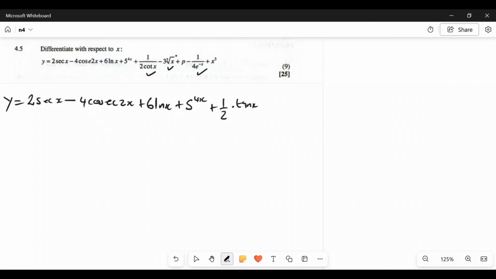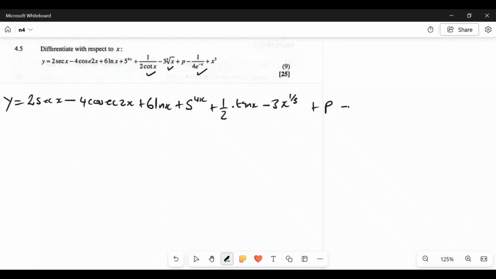There we go. And then we move to this one here, that last term. We have negative 3 cubic root of x. So we can write negative 3 x to the power of 1 over 3. This is the same as cubic root, guys, 1 over 3 as exponent. Plus, we have p there. So p is fine. We're going to leave it as it is.